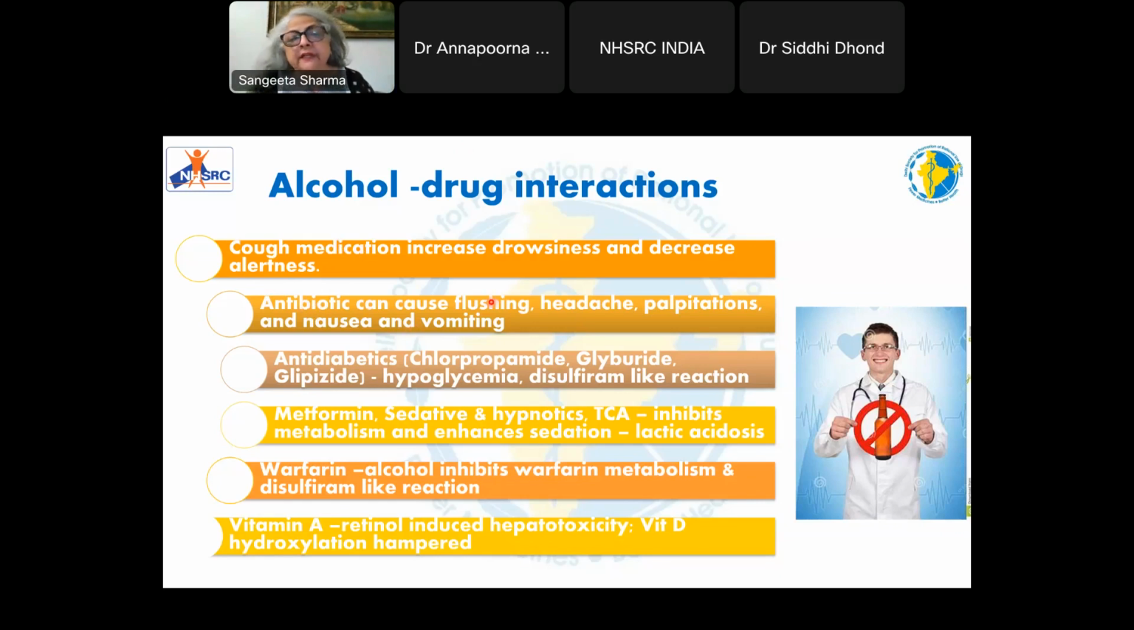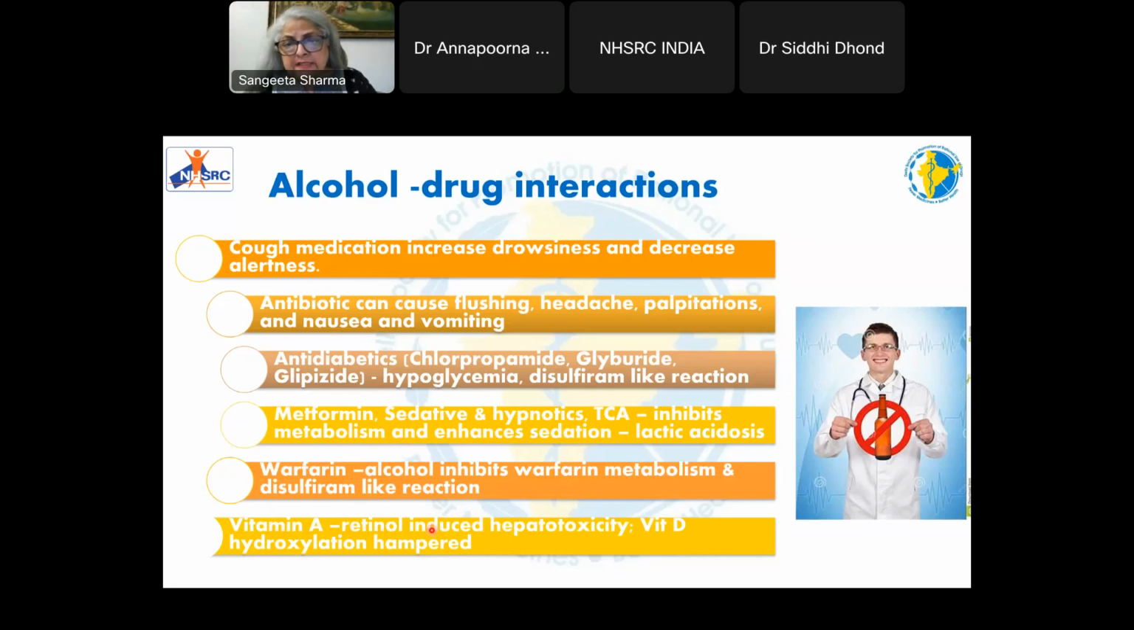Some antibiotics can cause flushing, headache, palpitation, nausea, vomiting, and a disulfiram-like reaction may happen. Particularly this disulfiram-like reaction may happen with some of the antidiabetics like chlorpropamide, glyburide, glipizide, and warfarin also, because alcohol inhibits the warfarin metabolism and can cause a disulfiram-like reaction. Metformin and sedatives, hypnotics, tricyclic antidepressants, their metabolism is decreased. They may enhance sedation or may cause lactic acidosis. So be careful. Vitamin A.